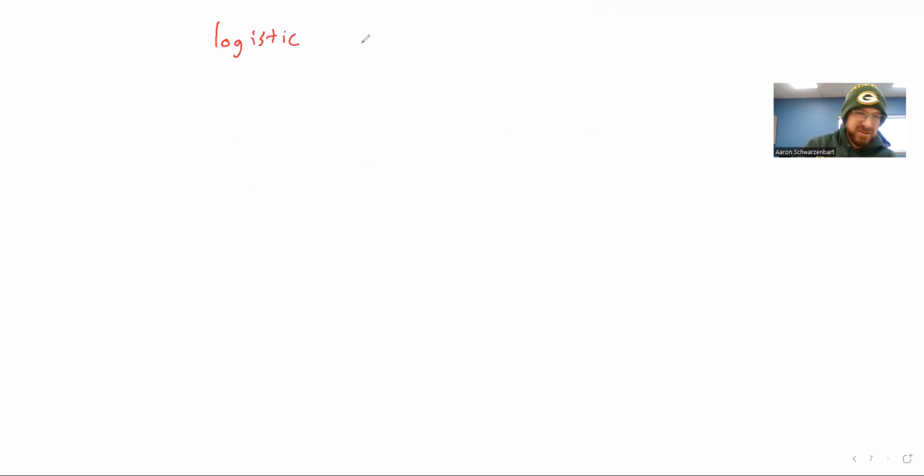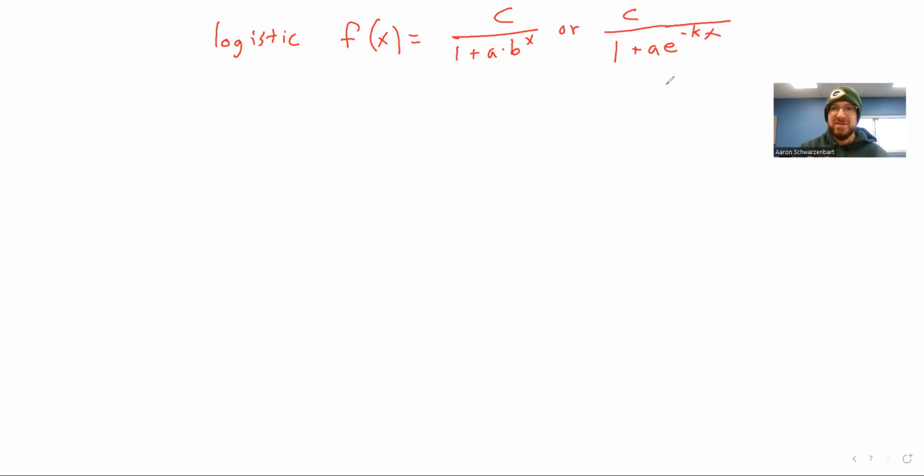So we're not going to start with the basic logistic function. I'm going to talk about the more general one: c over 1 plus a b to the x, or c over 1 plus a e to the negative kx, because we like e. E is nice, especially when you get to calculus. Feels harder at this point.